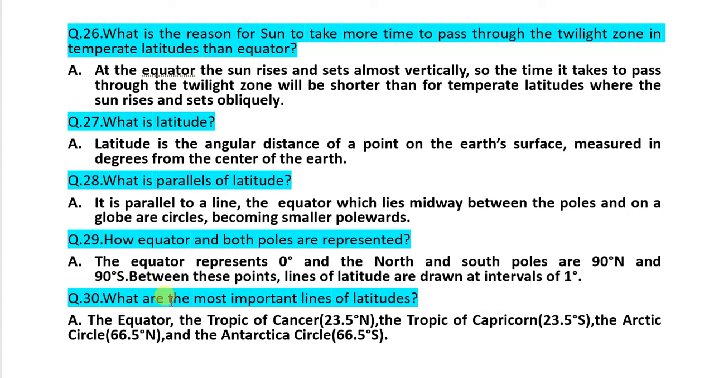Next question, what are the most important lines of latitudes? The answer is the equator, the Tropic of Cancer, that is 23.5 degree north, the Tropic of Capricorn, 23.5 degrees south, the Arctic Circle, 66.5 degree north, and the Antarctic Circle, 66.5 degrees south.